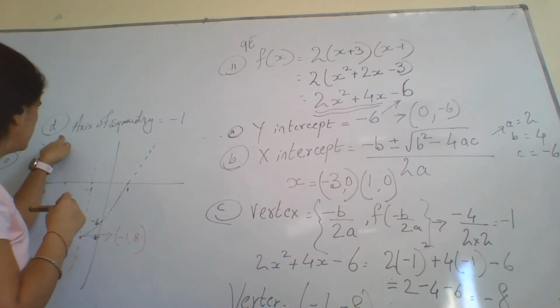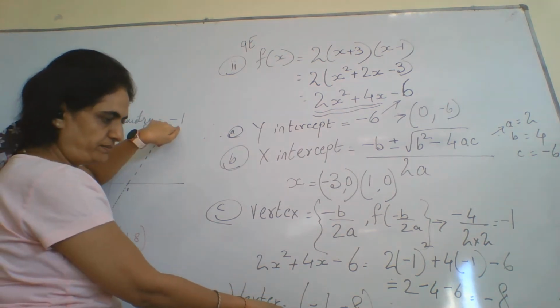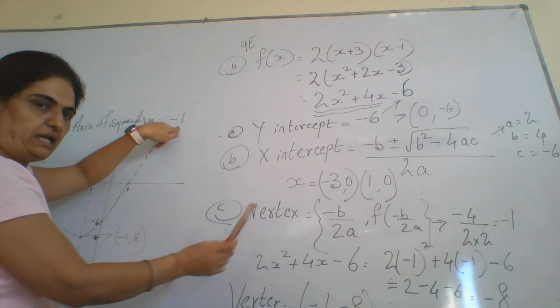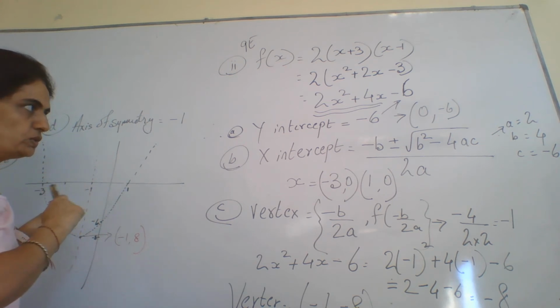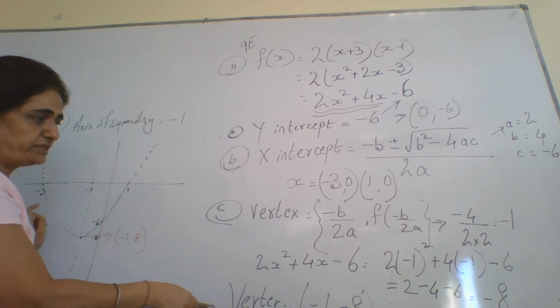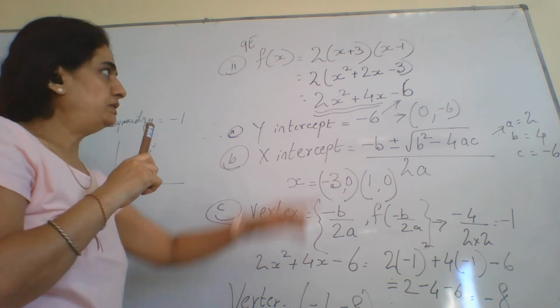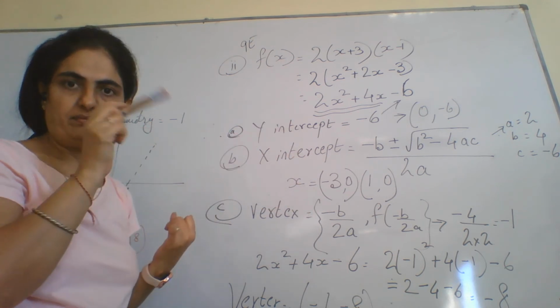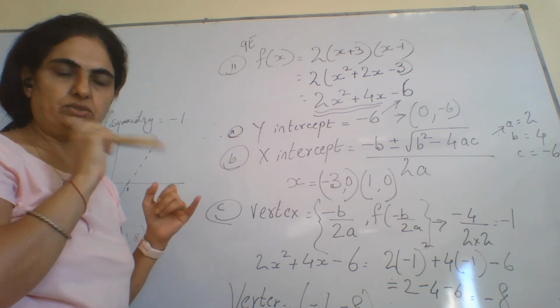Then the next question is axis of symmetry. That is x = -1 from here, the axis of symmetry. And the last question is sketch the graph. So for the graph, I will include all these points. Also, I will verify it. I will put this equation in the graph. Go to menu, go to graph, put the equation and draw the graph.